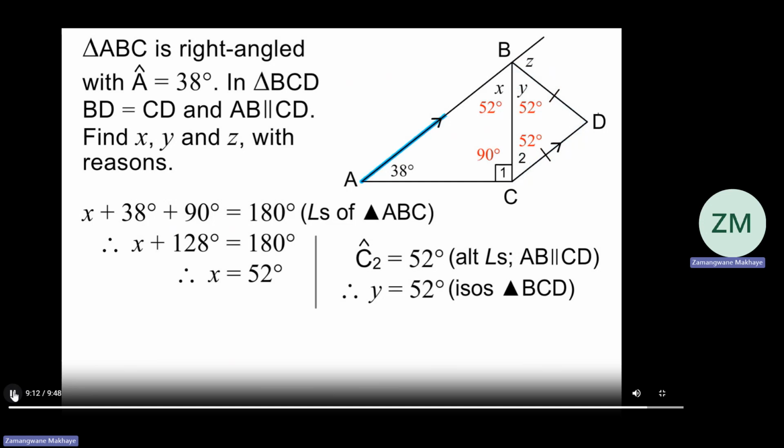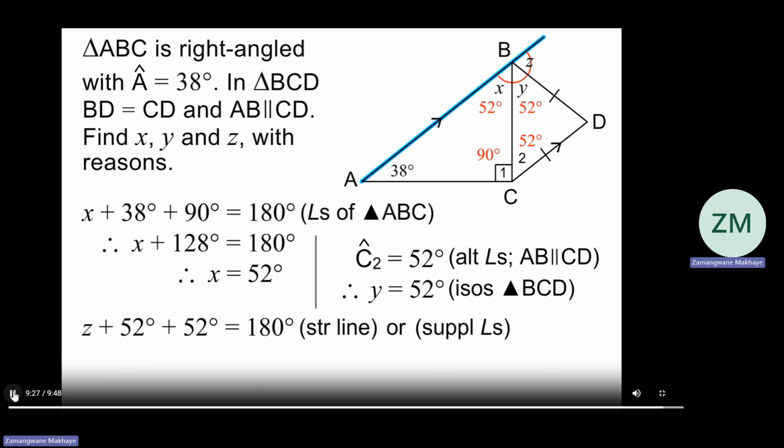And lastly, to find z, we need to use the fact that we have a straight line here. This means that z plus 52 degrees plus 52 degrees equals 180 degrees. And the reason is angles on a straight line, or just supplementary angles. To solve the equation, we begin by adding 52 degrees and 52 degrees on the left. We then subtract 104 degrees from both sides. Z is therefore equal to 76 degrees. This completes the lesson.